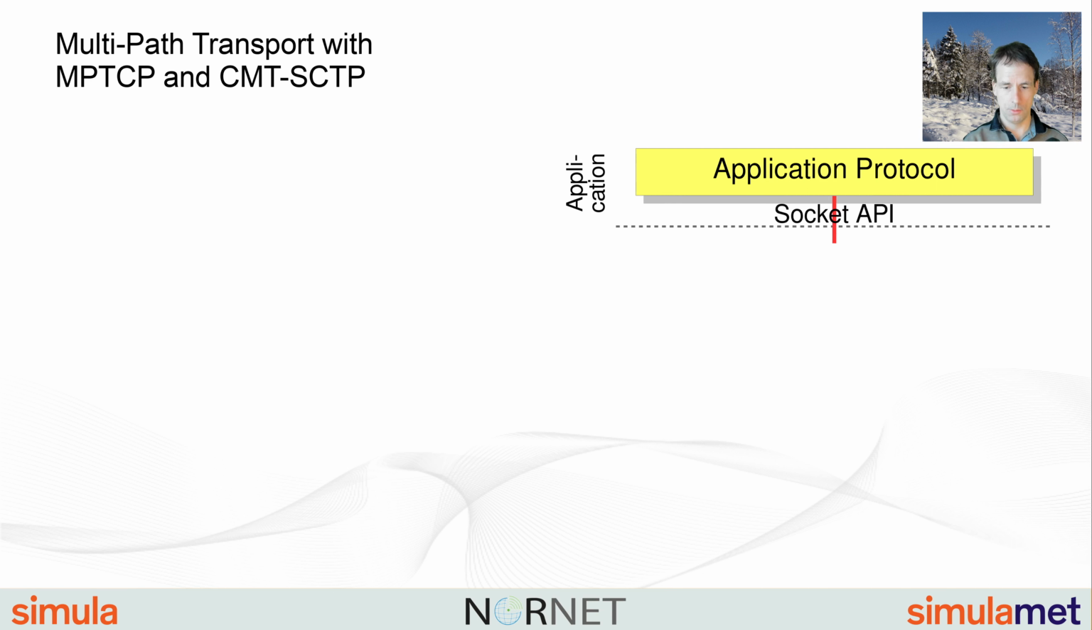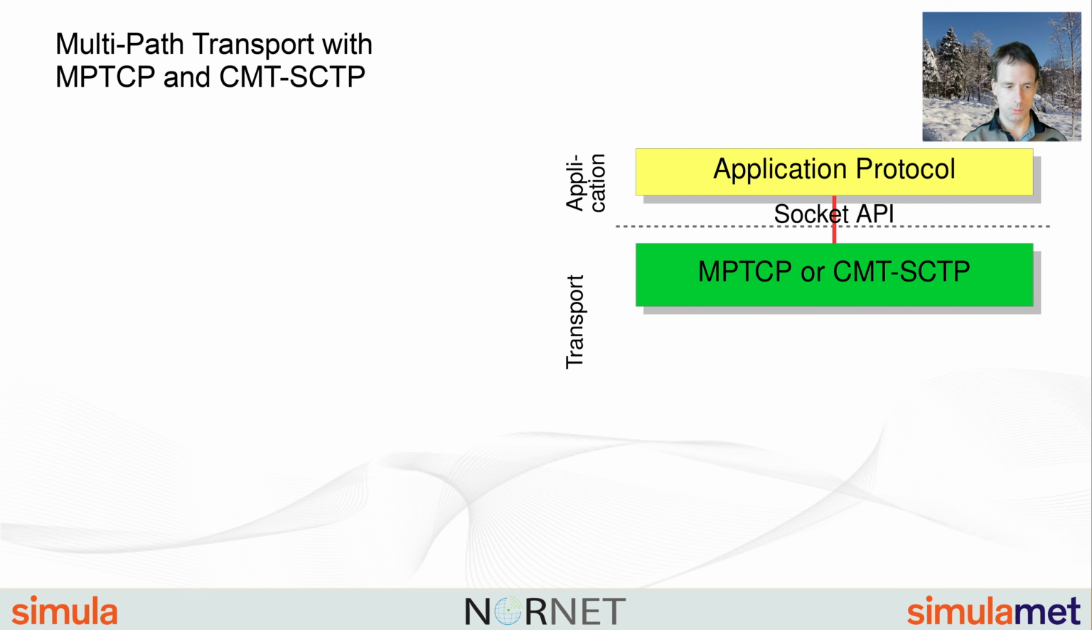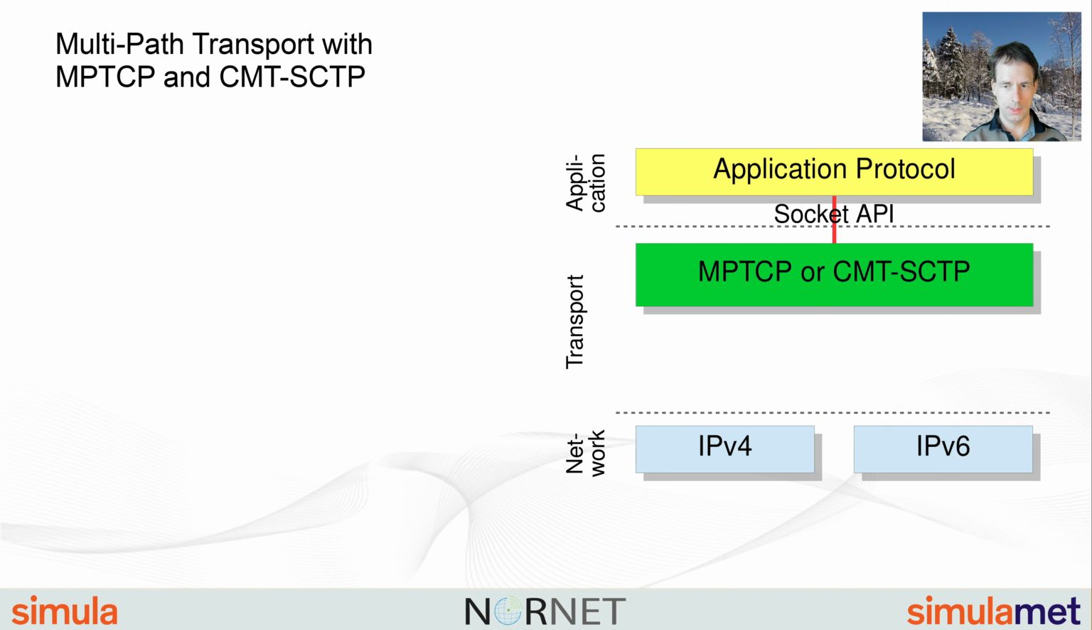Then the protocol in the user space, of course, communicates with the kernel networking API or the socket API with the transport protocol implementation. That is an MPTCP or CMT-SCTP capable TCP or SCTP implementation on the transport layer, and on the network layer, of course, you have IPv4 and IPv6, usually, as I've said, dual stack today.